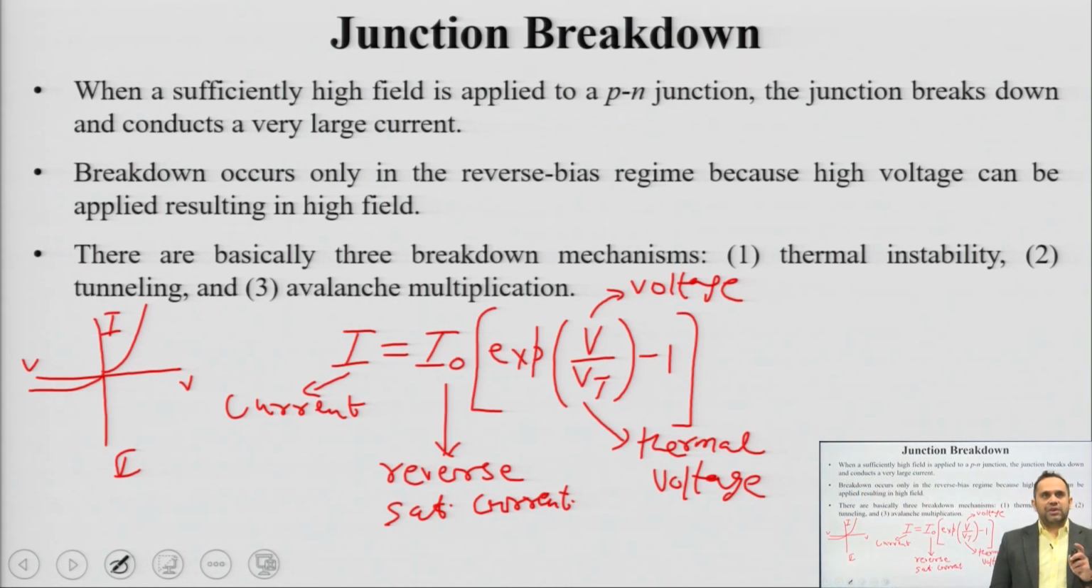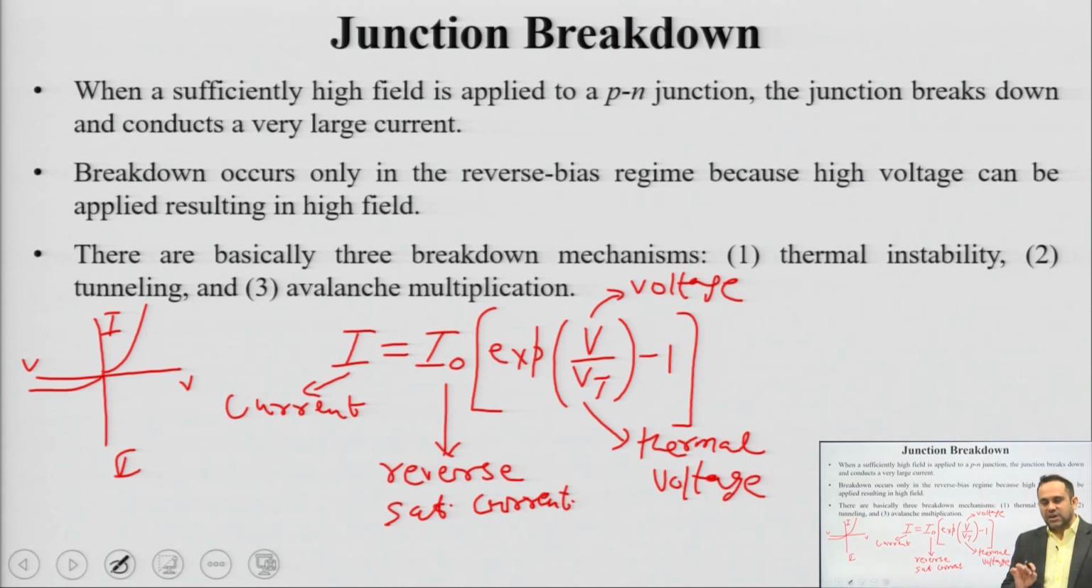Now, when we talk about breakdown, the name itself suggests that this is something which is undesirable. Okay. Most of the cases it is undesirable, but in some cases you can exploit this breakdown behavior for some applications. Whenever a sufficiently high electric field is applied, so you increase the biasing applied to the diode a lot, the junction can break down and it can conduct very large current.